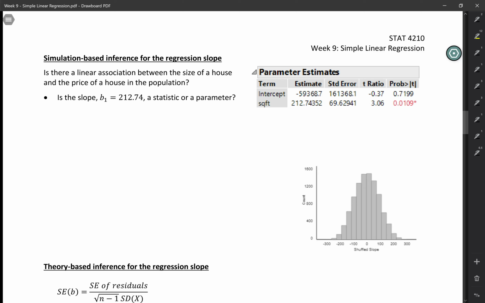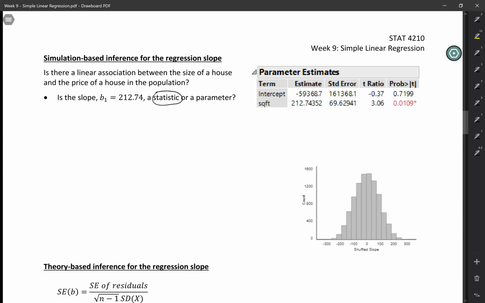In the previous video, we calculated a slope to describe the relationship between the size of a house in square feet and the price of a house. So that value that we calculated, is that a statistic or a parameter? Anytime we're calculating a value from the sample data, that's going to be a statistic, right? This is just based on the sample. We don't know what the true relationship is like in the population.